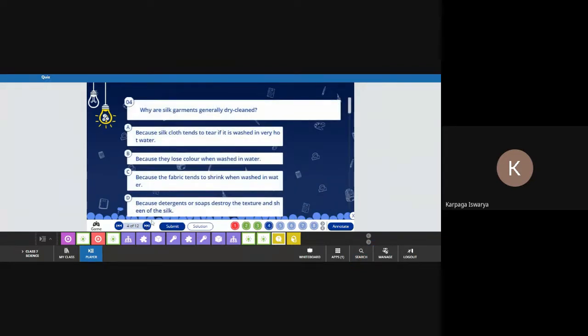The next question. Why are silk garments generally dry cleaned? So this is really an open question. You can guess your ideas and tell me why silk garments are dry cleaned. Because silk cloths tend to tear if washed in very hot water, because they lose color, because the fabric tends to shrink when washed in water, because detergents or soaps destroy the texture and shine of the silk. Lakshana, you have raised your hand. What is it, option A, B, C, or D? Ma'am, D. Wow. Let me check. No, it's a wrong answer. Janani, can you give your try?